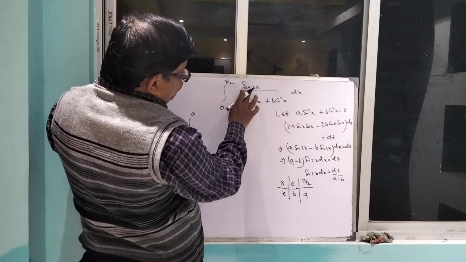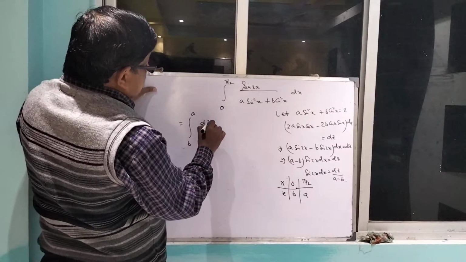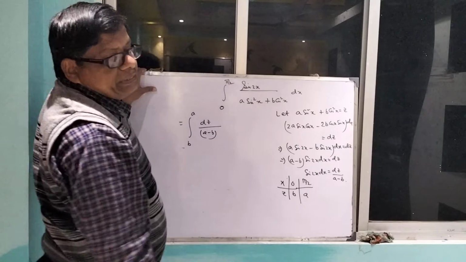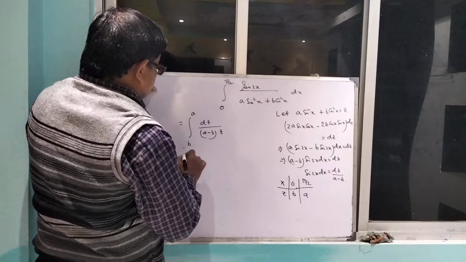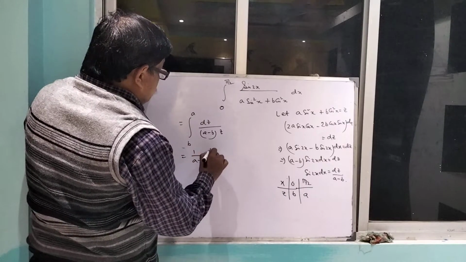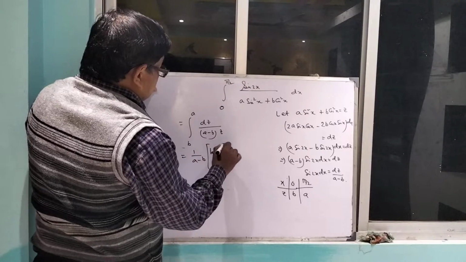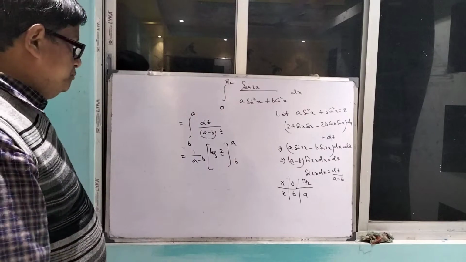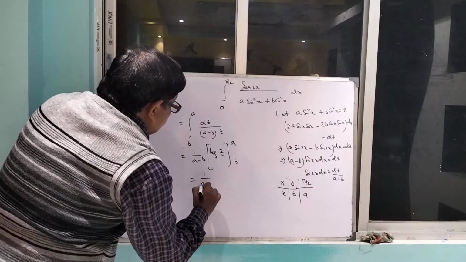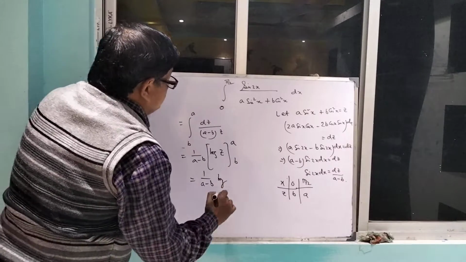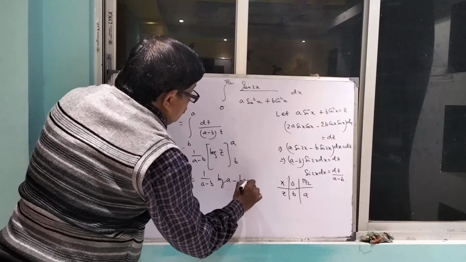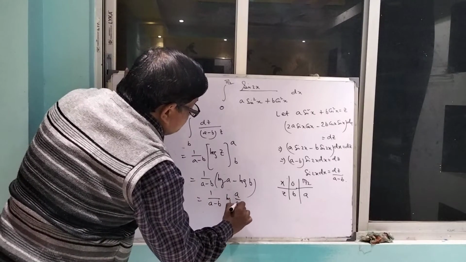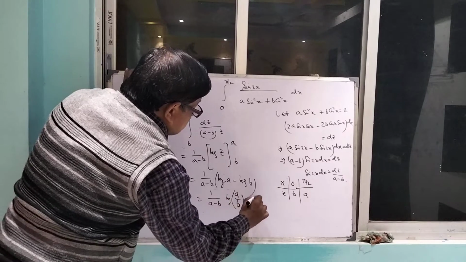And sin 2x dx will be dz by (a minus b), and this part you have to consider z. So 1 by (a minus b) log of z, from b to a. The limit is already changed. So it will be 1 by (a minus b) times (log a minus log b). So you can write 1 by (a minus b) log a by b. This is the answer.